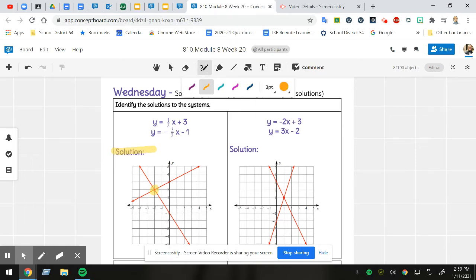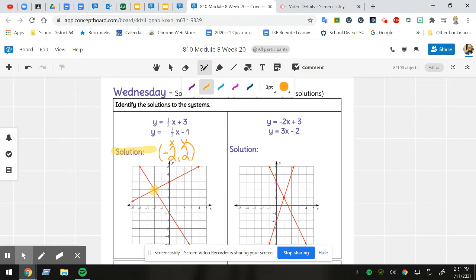More specifically, we want to identify the coordinates. The coordinates of that point are -2, 2. That's the solution to the system. In other words, if we were to substitute -2 in for x, the y value would be 2, and that is true for both equations. So the equations listed are the equations of the lines that are graphed.